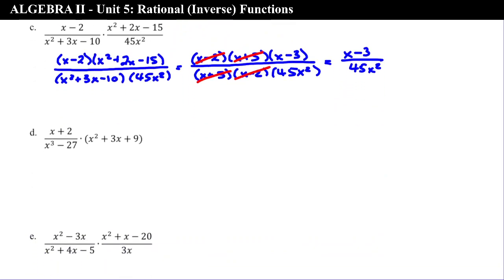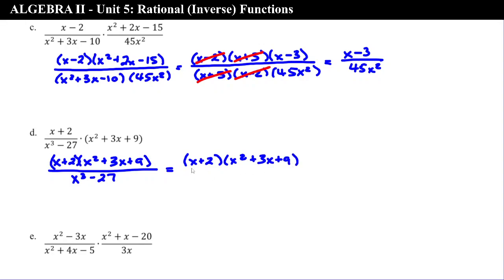All right, for D, this second term is all numerator, because you could write this as this trinomial over 1. So therefore, we're going to have x plus 2 times this trinomial over the x to the third minus 27. Well, we cannot factor that trinomial, so we're going to have to leave it as it is.